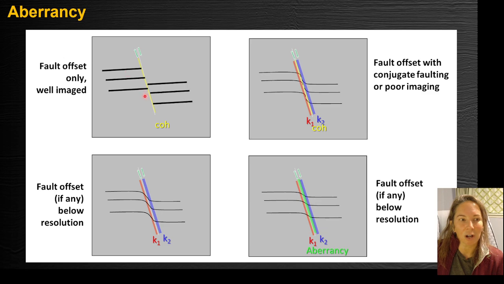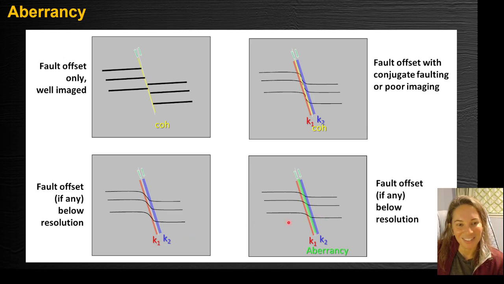If we have clear offset and it's well imaged, we can image that with coherence. In some cases our imaging isn't quite as good, but we have that fault offset, maybe with some conjugate faulting, so you get that dragging shape. You'll pick up the edges of the fault because of that drag and curve with your K1 and K2 curvature. If you're below resolution, you may not pick up the fault offset like I'm showing in the lower left with coherence, but you could still pick it up with curvature.